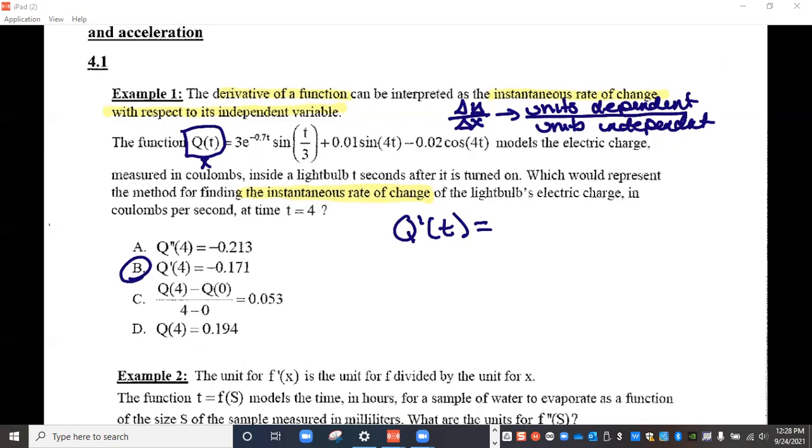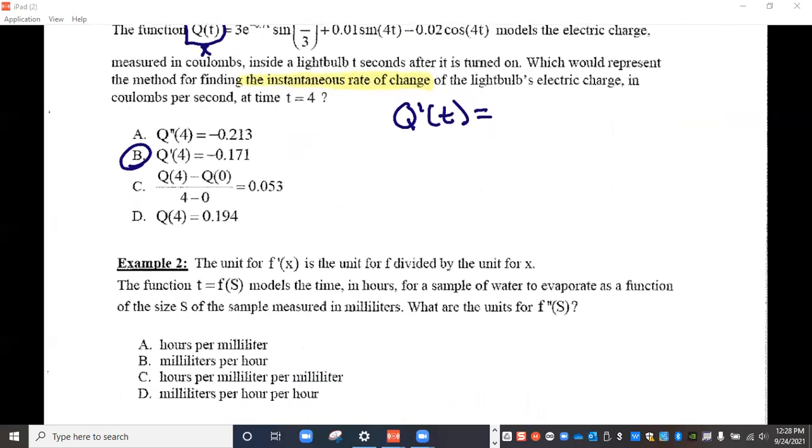What would C be? It wouldn't be your instantaneous rate of change, but it would be your average rate of change over some time interval.